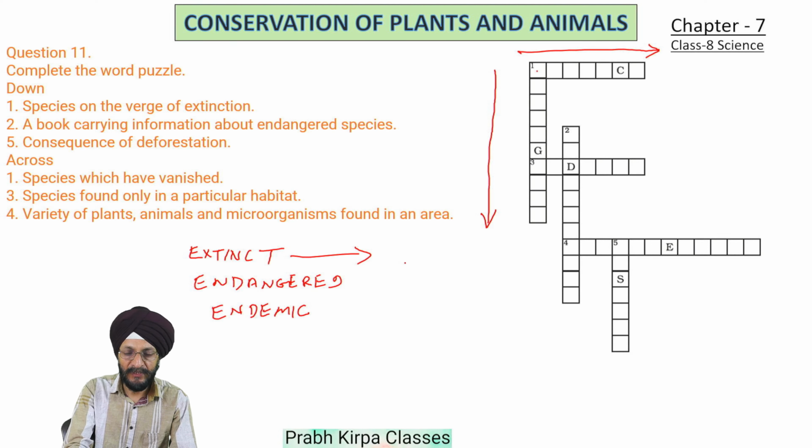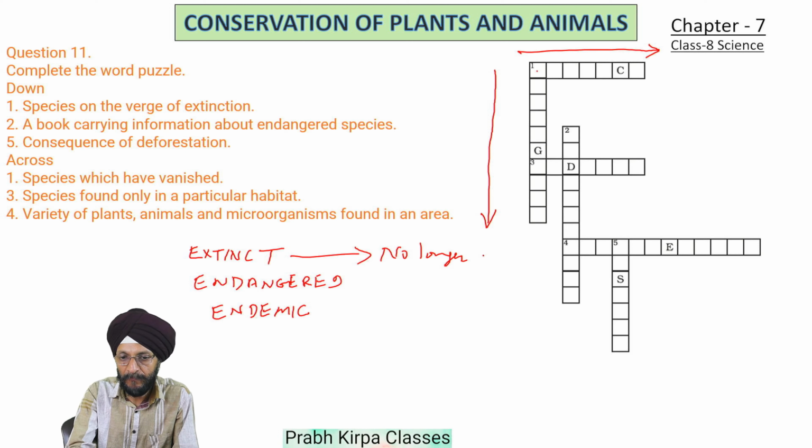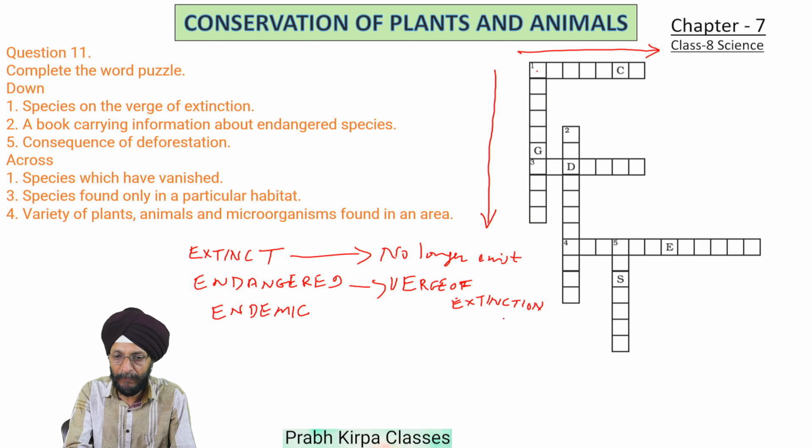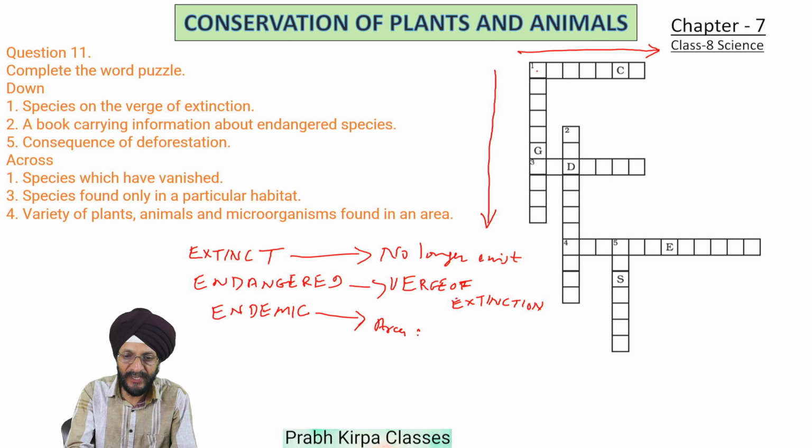Extinct are those which have become extinct, that is, they no longer exist on earth. Endangered species are those species which are on the verge of extinction. That is, if we do not take steps to protect them, they may become extinct. Endemic species are those species which are found in a particular area or state or region or a country.